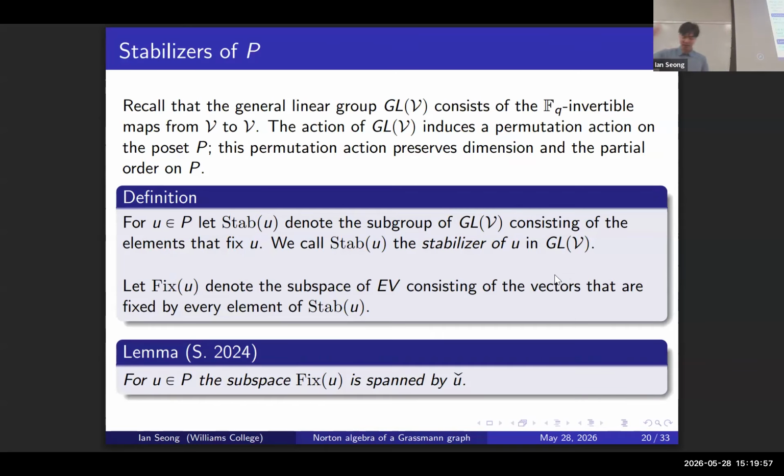So again, I'm sorry, I'm just slamming through all the definitions, but let's talk about stabilizers of P. We're going to talk about the symmetry of P. Recall that GLV consists of the F_q invertible maps from V to V, and the action of GLV induces a permutation action on the poset P, and this permutation action preserves dimension and the partial order on P. Now we're going to define what is called a stabilizer of U. Let Stab U denote the subgroup of GLV that consists of the elements that fix U. We call this the stabilizer of U, and Fix U is going to be the subspace of that eigenspace EV that consists of the vectors that are fixed by every element in Stab U.